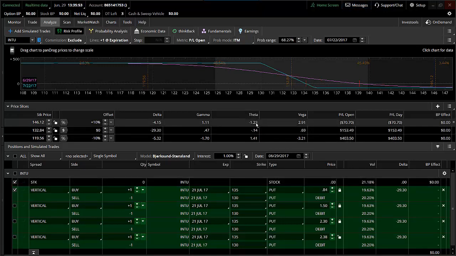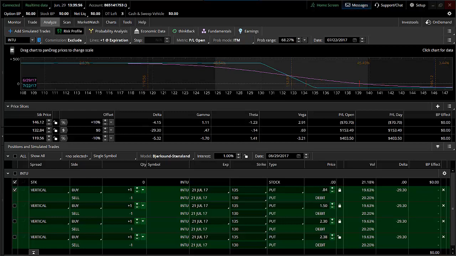So that's on INTU, and that was another spread trade based on direction, and in that case, direction to the downside. Hope this helps. Talk to you on my next video.